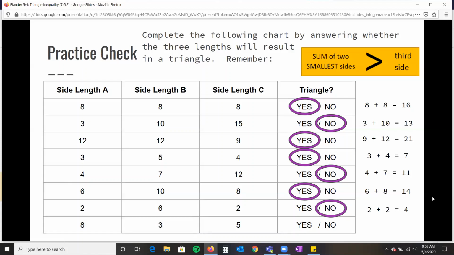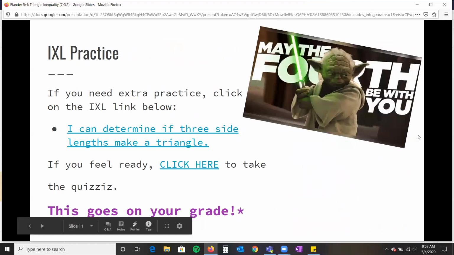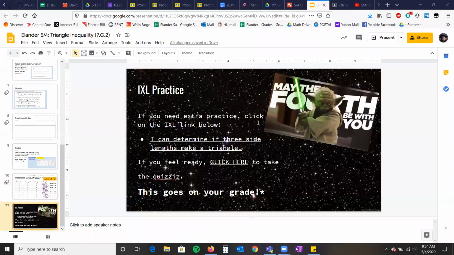And then the last one, we've got 3, 5, and 8. 3 plus 5 is 8. Is 8 greater than 8? Nope, it's not, right? It's equal to 8, but it's not greater than. So it's going to be no, we can't make that into a triangle. It would just be two straight lines next to each other. Okay, great job, guys.